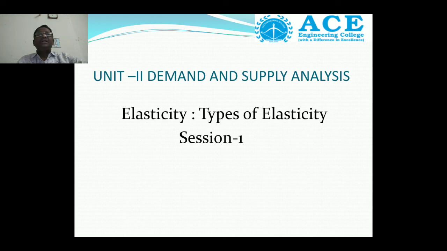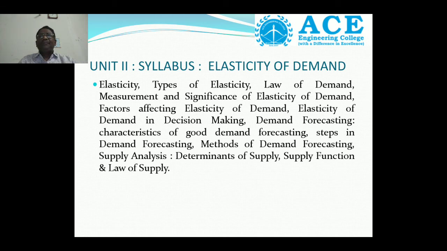So what is the session 1 syllabus? The unit 2 syllabus is elasticity, types of elasticity, law of demand, measurement and significance of elasticity of demand, factors affecting elasticity of demand in decision making, demand forecasting, characteristics of good demand forecasting, steps in demand forecasting, methods of demand forecasting, supply analysis, determinants of supply, supply function, and law of supply.